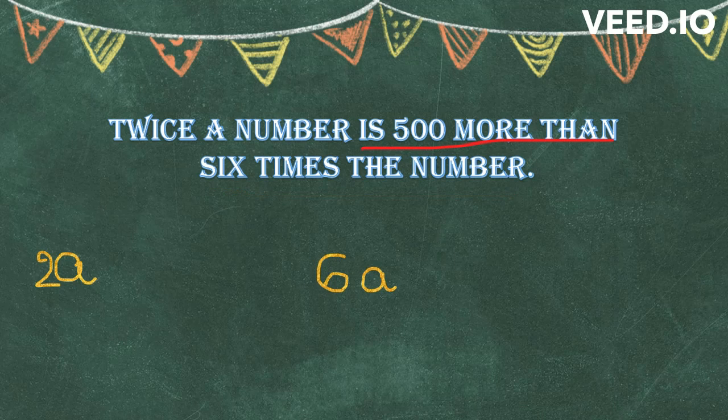Now they say 500 more than. Twice the number is 500 more than 6 times the number. So twice the number is 500 plus 6 times the number. This is the equation. Now look at 2a here, 500 here and 6a. So we have 3 parts in this equation.